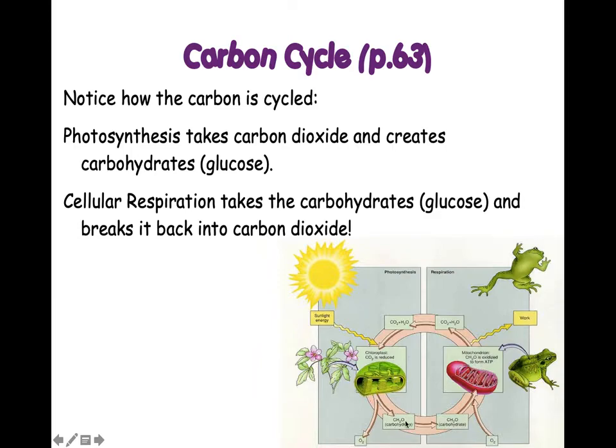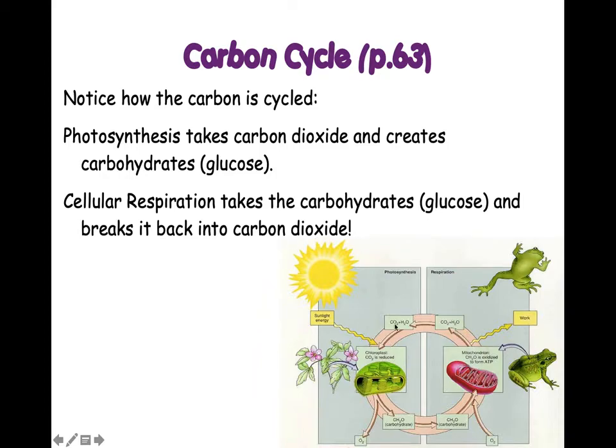Once the glucose is made, the glucose gets used up by cellular respiration. So C6H12O6 goes into the mitochondria. So maybe the frog eats a fly or something like that. And inside the mitochondria, that C6H12O6 gets broken down into carbon dioxide, 6 carbon dioxides. So 6 of them come out, and those 6 go back into another plant. So photosynthesis takes the carbon dioxide, creates the carbohydrates, the glucose, C6H12O6, and cellular respiration takes the glucose and breaks it back into carbon dioxide.